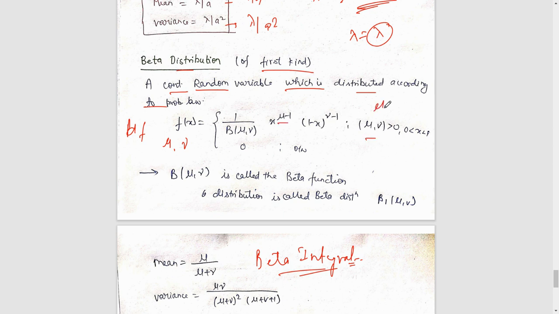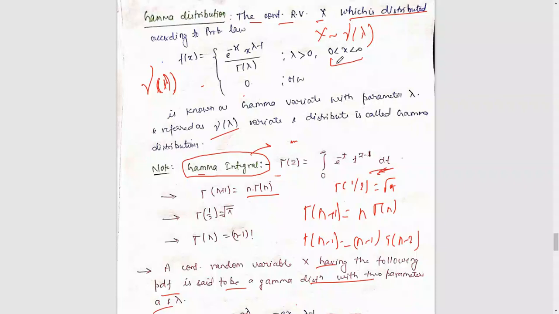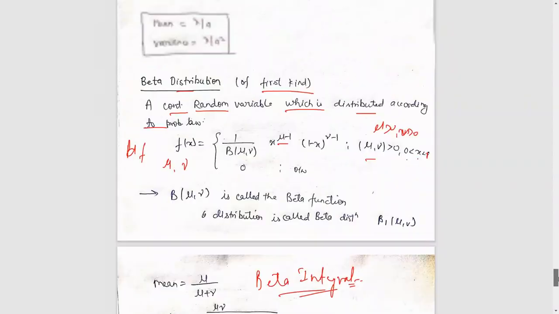Here mu should be greater than 0, and nu also should be greater than 0, and this x should be between 0 and 1. This is important, 0 to 1 only. Unlike the gamma distribution, where it was 0 to infinity, here it is 0 to 1.